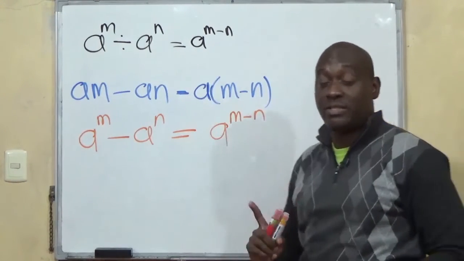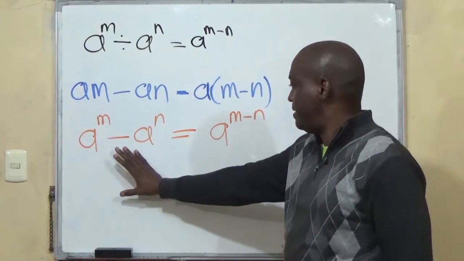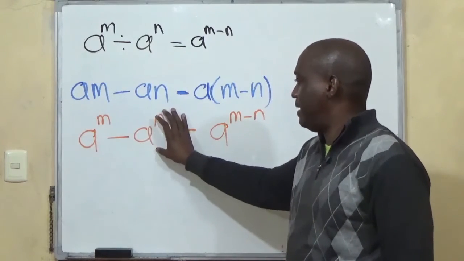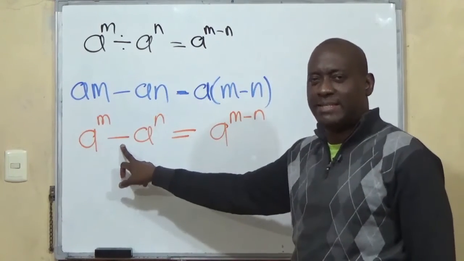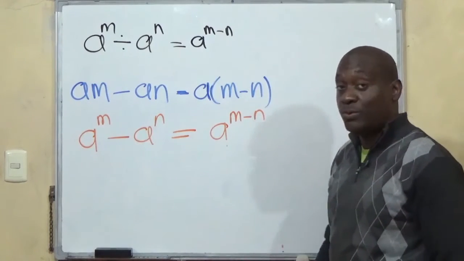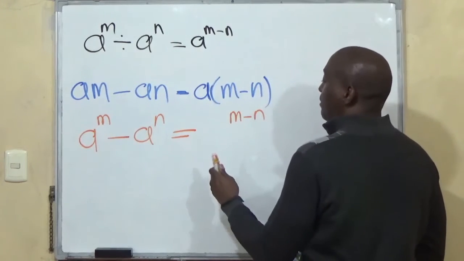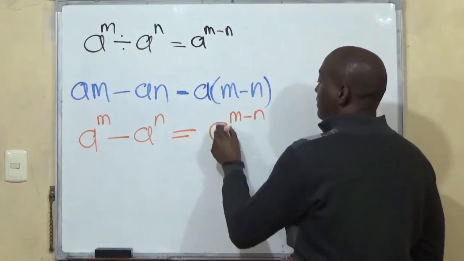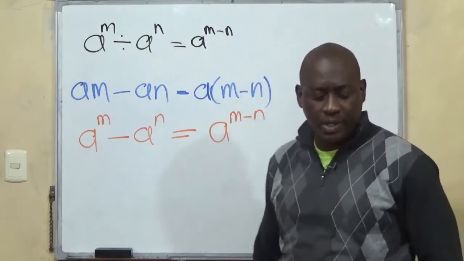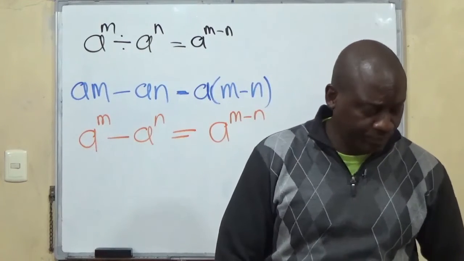And of course, just to reiterate, do not make this mistake where you see a to the m and you see a to the n with a minus sign in between them and then say, aha, a to the power of m minus n. No. That only happens when the operation is division, not subtraction. So with that, I will end this video.